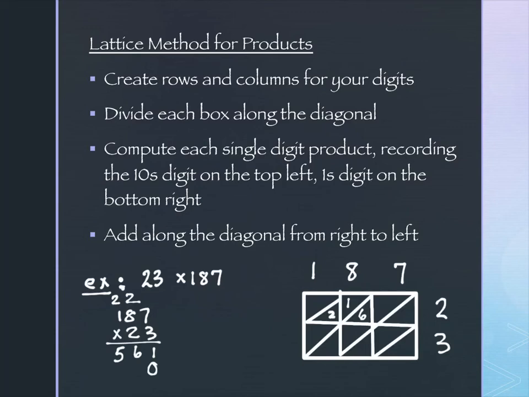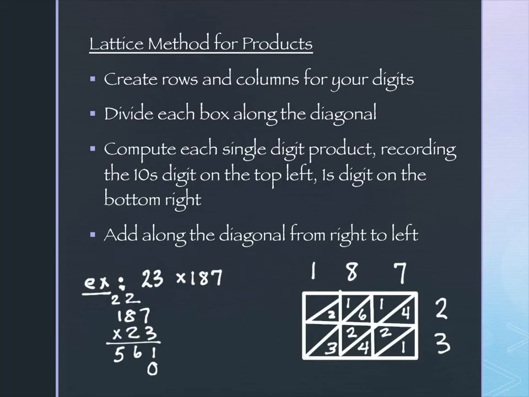And we're going to do each box like this. 7 times 2 is 14. Down here I've got 1 times 3, 3. I have 8 times 3, 24. And then I have 7 times 3, 21. So again, what's going to happen in my math lab is they're going to give you this grid, and you're going to fill in all the numbers in the right places. That's what you're going to do.